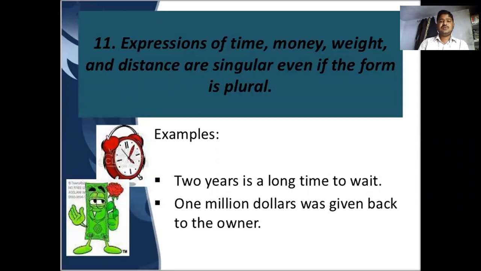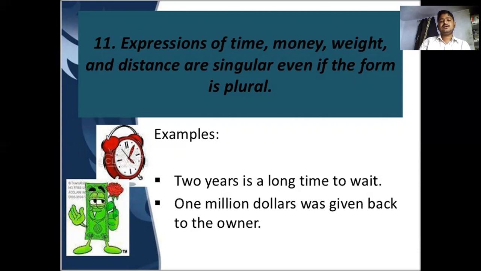Expressions of the time, meaning expressions about time, whether 2 or 3 or 4, and money, weight, and distance are singular, even if they are in plural form. If they are in plural form, we still take them as singular. Two years is a long time to wait. Two years is a time, and we are representing it as singular.